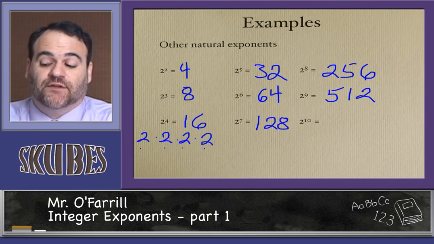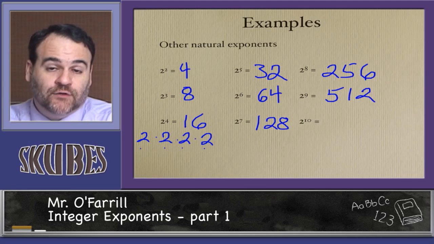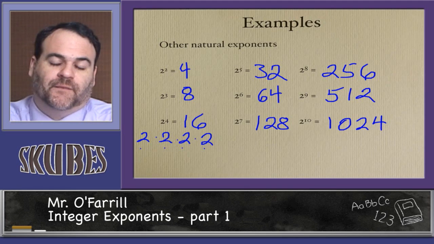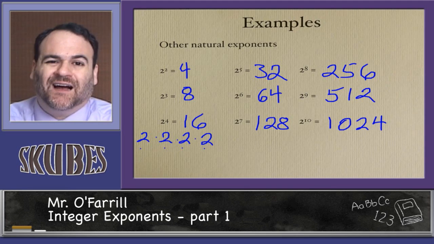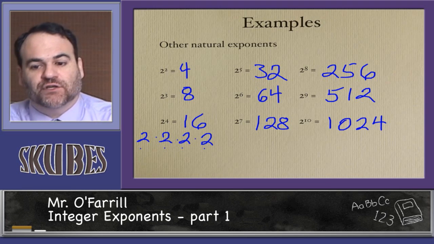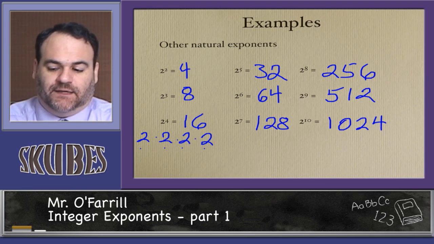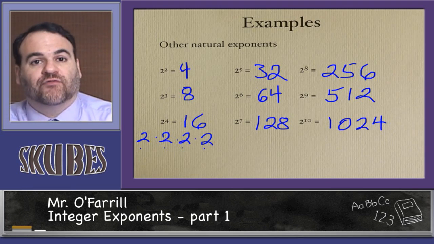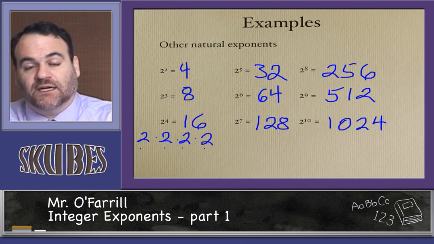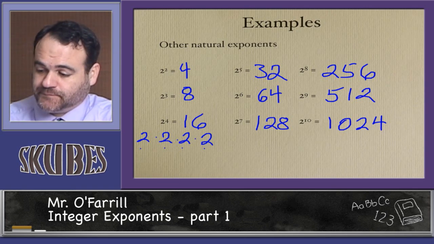And finally, the last one, 2 to the 10th power, is going to be 2 times 2 to the 9th, which is going to give you 1024. And this is another place where I highly recommend that you memorize these, the powers of 2 going all the way up to 10. Not a big deal. You just start with 4 and keep doubling it on down the line. 4, 8, 16, 32, and so on.